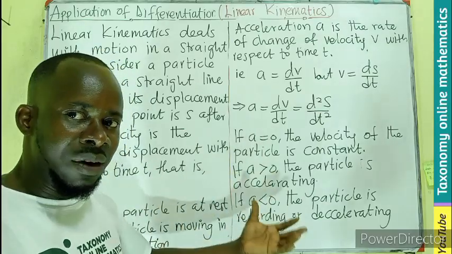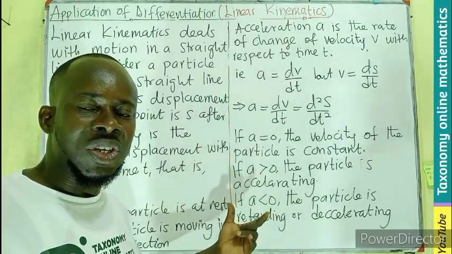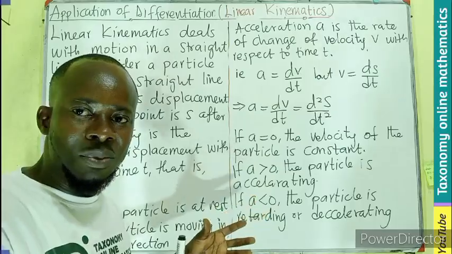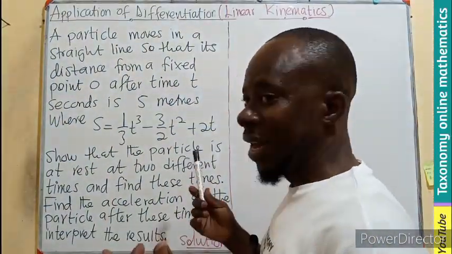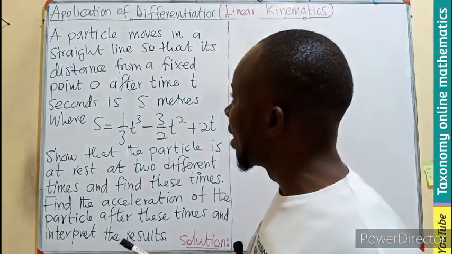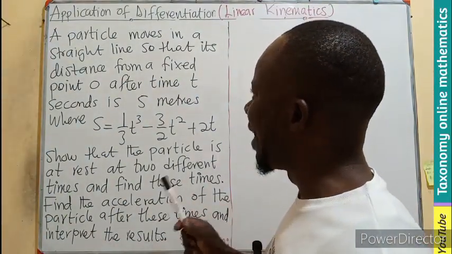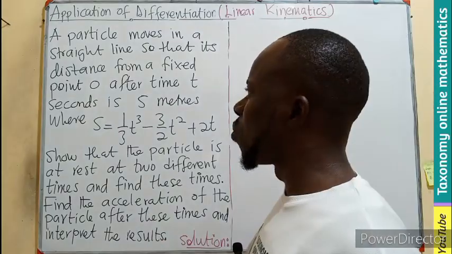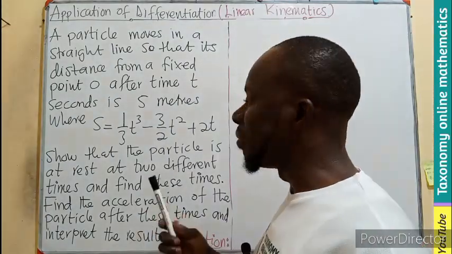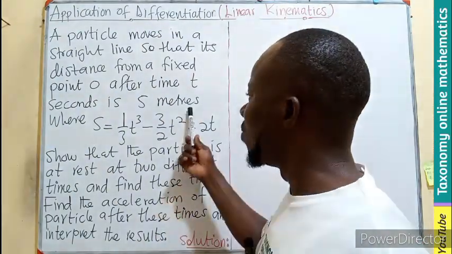To make meaning from all this, let's take a question and apply the concept we just learned. An example of a kinematics question could be: a particle moves in a straight line so that its distance from a fixed point O after a time t seconds is s meters.